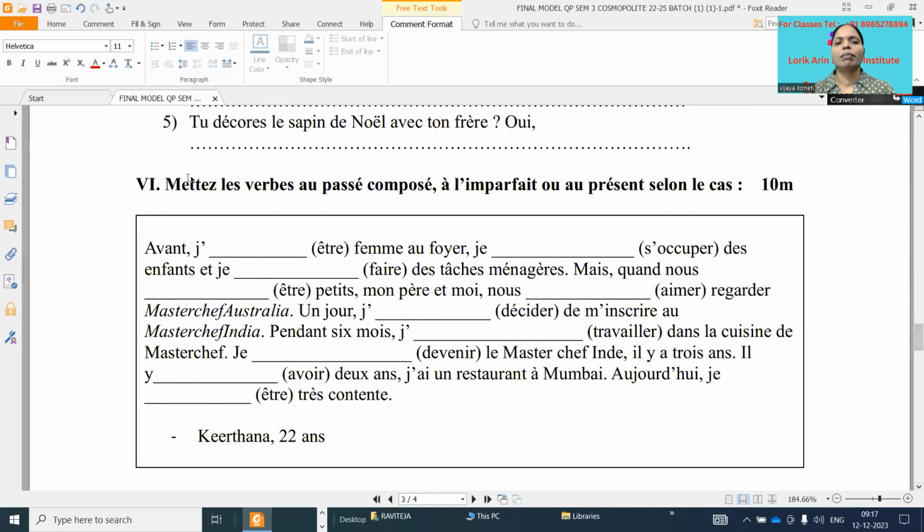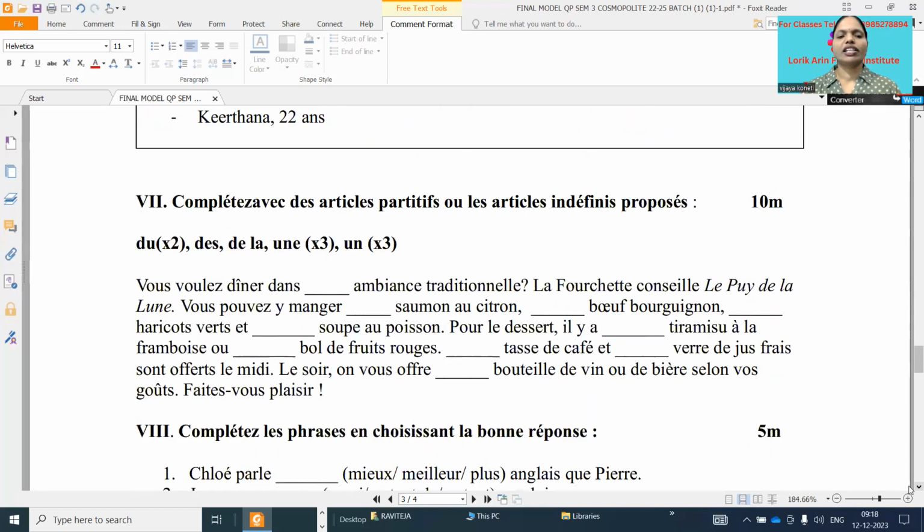And next one, sixth one: "Mettez les verbes au passé composé, à l'imparfait ou au présent selon le cas." Means put the verbs in passé composé, past tense, imparfait, imperfect tense, or present tense according to the meaning. How many marks? 10 marks. And next, seventh bit: "Complétez avec des articles partitifs ou les articles indéfinis proposés." Complete with the partitive articles, du, de la, de l', de, or indefinite articles, un, une, des. How many marks? 10 marks.